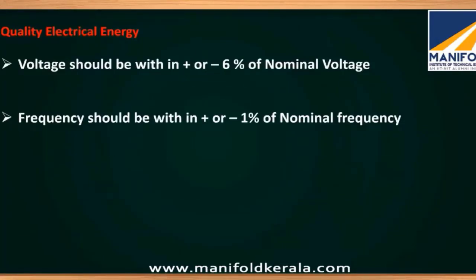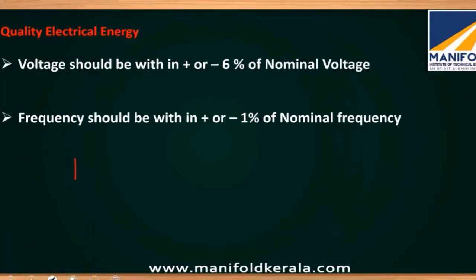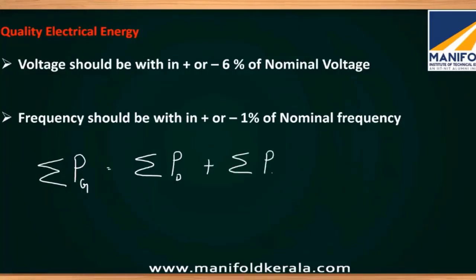So that means I'm writing it here. The total amount of power that is generated. There are two kinds of powers. We'll discuss them a little later. So the total amount of real power that is generated by all the generators in our power system network should be equal to the total load demand that is connected to our power system network plus the total transmission losses.